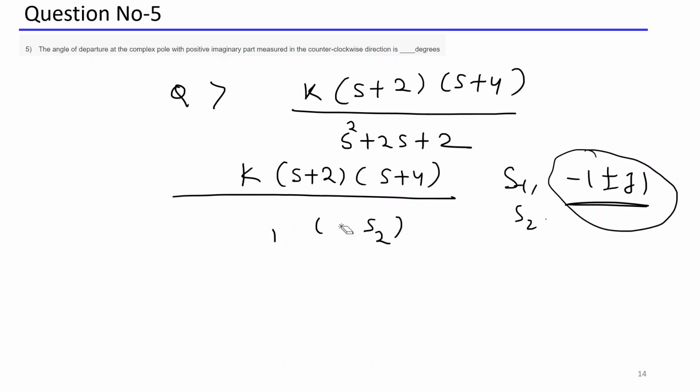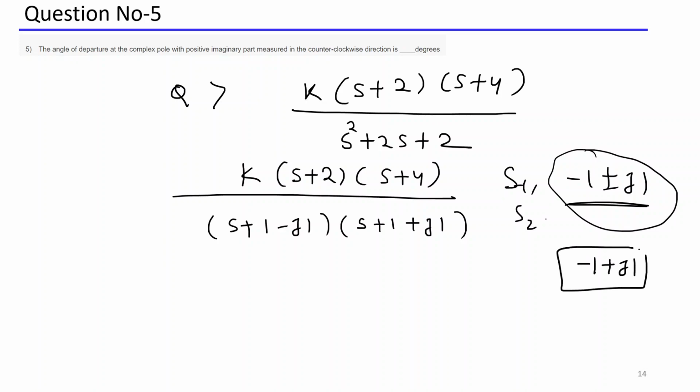Yes, sir. So I'm just writing down s minus (minus 1 plus j1). So one pole will be like that, and the other pole will be s minus (minus 1 minus j1). Okay, so this is your second step. Then what you do, take the positive pole. What is the positive pole? Minus 1 plus j1.